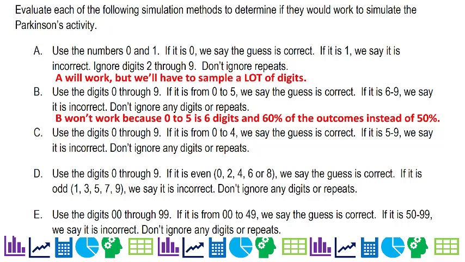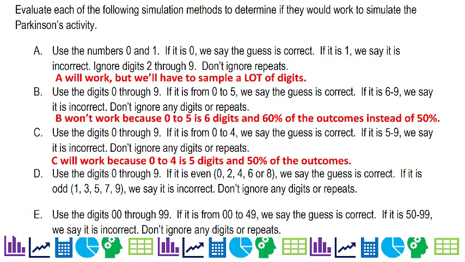Okay, we could use the digits 0 through 9, and if it is 0 to 4, we say the guess is correct. If it is 5 to 9, we say it is incorrect, and don't ignore any digits or repeats. This should work. So 0 to 4 is 5 digits, and it's 50% of the outcomes. I really like this one because it's pretty straightforward, and it doesn't use a lot of digits. I don't have to ignore anything. It's really nice.